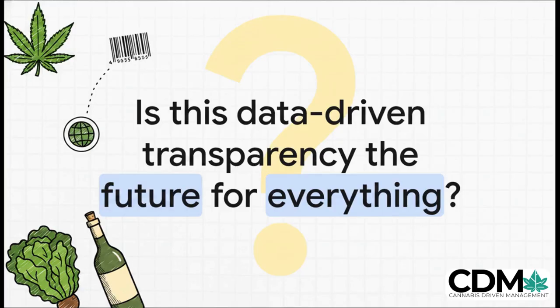Which kind of leaves us with a big final thought, right? This incredible level of transparency, this whole seed-to-sale tracking thing, it was born out of intense regulation for the cannabis industry. But as we all start to think more about supply chains and food safety and where our stuff actually comes from, could this be the future for everything we consume? From a head of lettuce to a bottle of wine? It really makes you wonder, doesn't it?